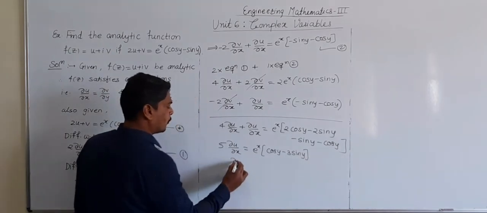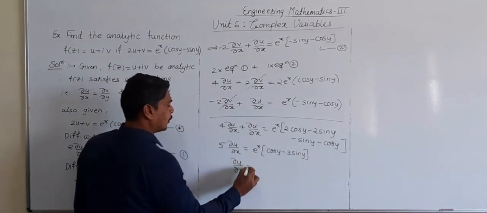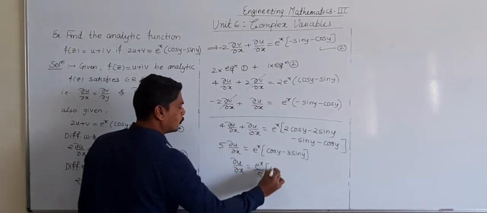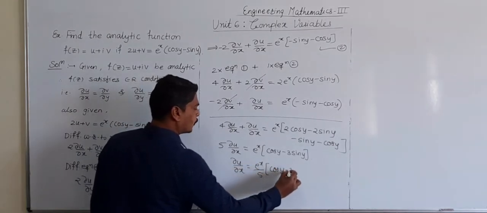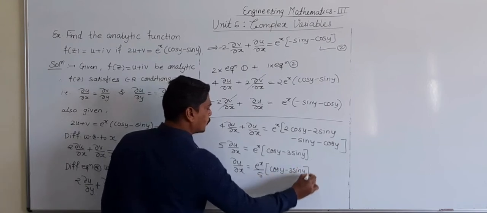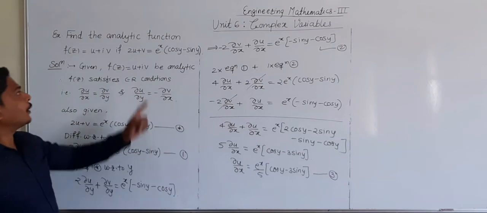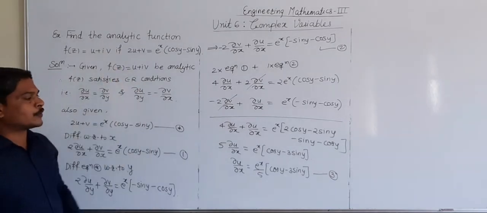Okay, so ∂u/∂x is equal to e^x/5 (cos y − 3 sin y). So this is our equation number 3. Okay, our requirement is to find f(z).